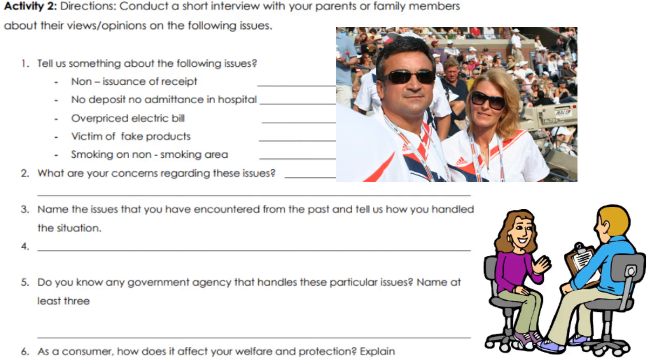Activity 2. Directions: Conduct a short interview with your parents or family members about their views or opinions on the following issues. Tell us something about the following issues: non-issuance of receipt, no deposit no admittance in hospital, overpriced electric bill, victim of fake products, smoking in a non-smoking area. What are your concerns regarding these issues? Name the issues that you have encountered in the past and tell us how you handled the situation.